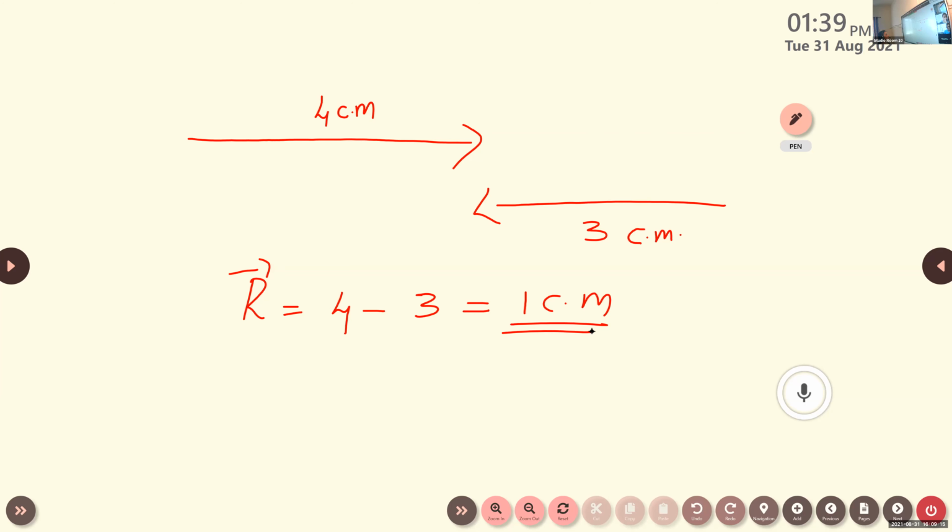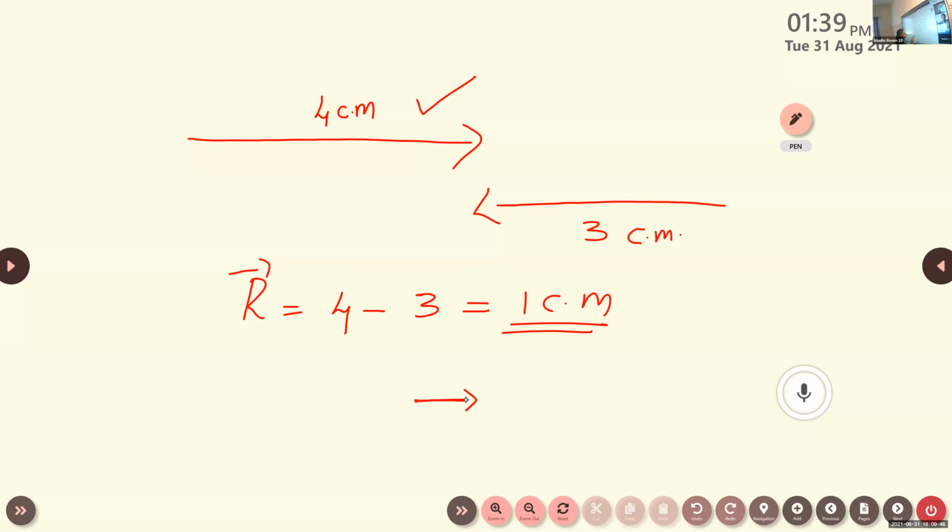Then what about the direction of this resultant vector? Is it towards right or towards left? Yes, it is towards right. Because here we consider two vectors with magnitudes 4 centimeter and 3 centimeter. When we compare these two vectors, the first vector has the greater magnitude. So the resultant vector has the direction of the vector with the greater magnitude. So it is directed to the right side.